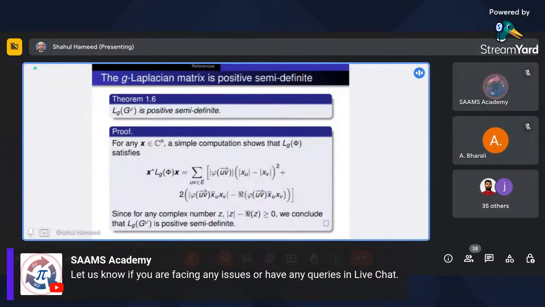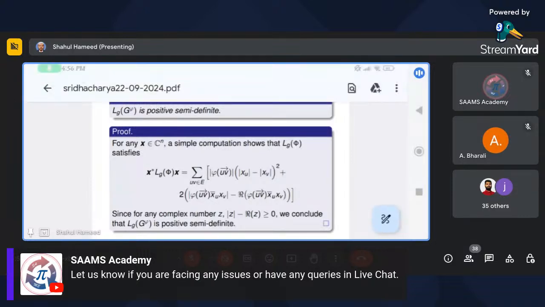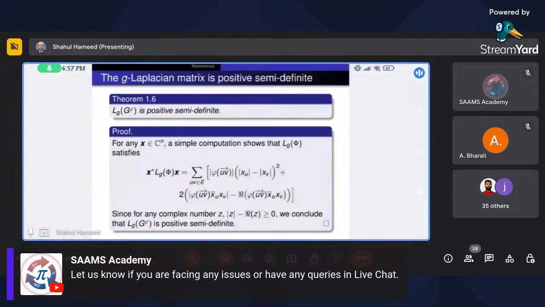Let me emphasize the fact that as we are dealing with one side as z, in the column it is z bar, you can see that the matrix we are dealing with will be Hermitian. So the eigenvalues will all be real. So the G-Laplacian matrix is positive semi-definite. It is another very important feature which we have to consider, because a positive semi-definite matrix will have non-negative eigenvalues. So we can prove that LG phi is positive semi-definite.